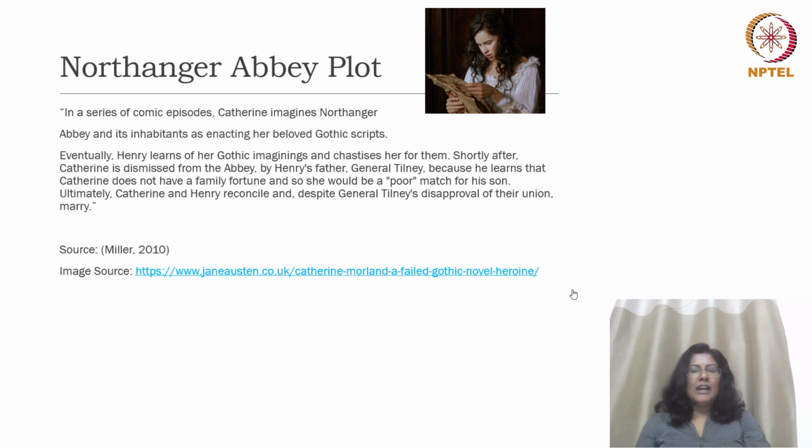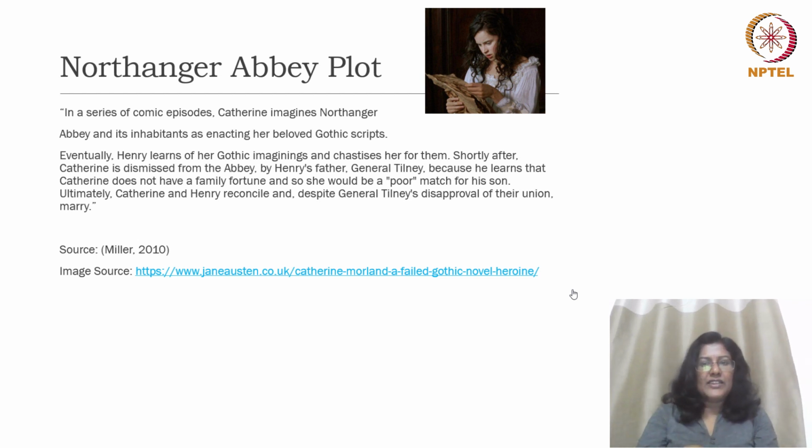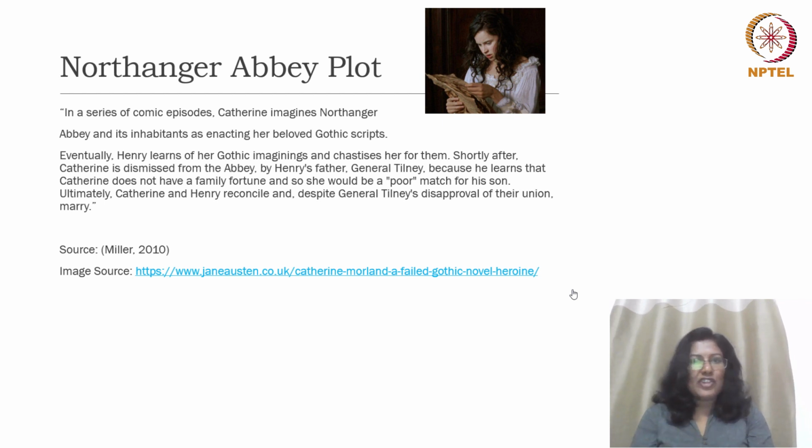So you can see how Catherine Morland tries to walk through the labyrinthine pathways of Northanger Abbey, trying to find out hidden plots. And in her wanderings, she comes across Henry Tilney, and he chastises her, takes her to task for imagining things about this structure, this mansion, and she is very embarrassed and ashamed of what she has done, and begs his forgiveness.